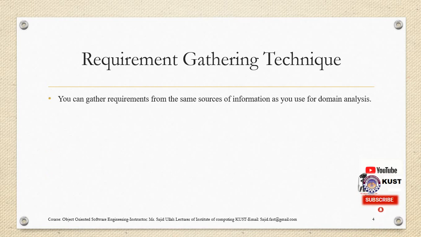You can gather requirements from the same source of information as you use for domain analysis, that is from the various stakeholders, from the software systems, and from any documentations that might be available. The first gathering technique is observation. Observation is used to obtain important information that stakeholders may not think of telling you.